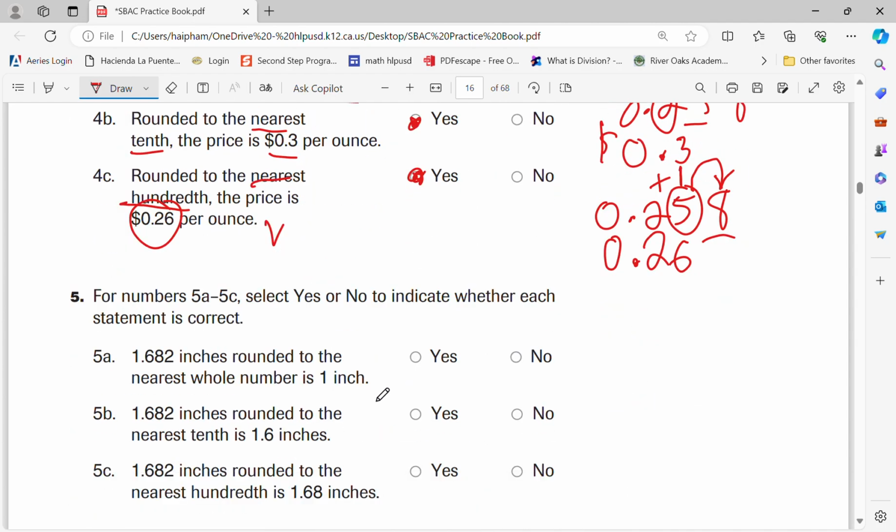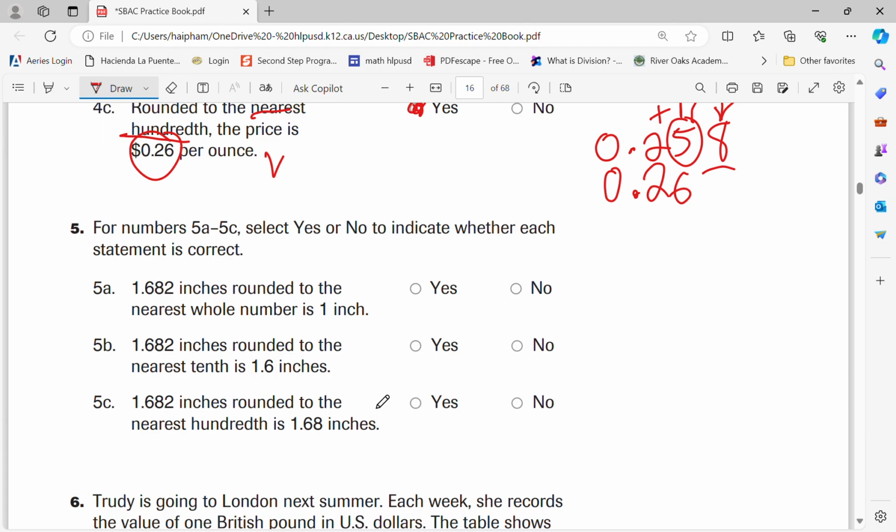Moving on to number 5. For numbers 5A through 5C, select yes or no to indicate whether each statement is true. We have 1 and 682 thousandths inches rounded to the nearest whole number is going to be 1 inch.